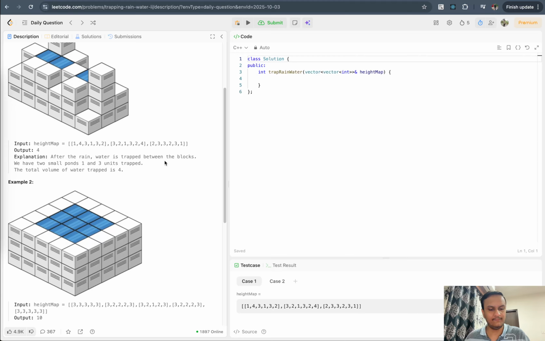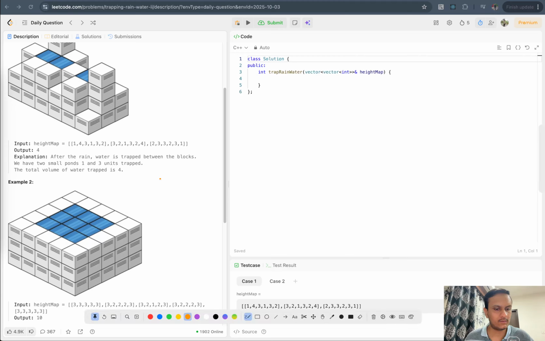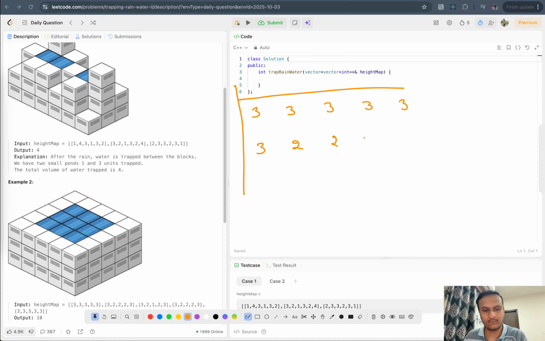Let's look at example number 2 as well. In example number 2 we have a height map of 3, 3, 3, 3. So I will draw a matrix here for this, in horizontal mode this time. Ordering doesn't matter. So 3 3 3 3 3, then 3 2 2 2 3, and then 3 2 1 2 3, and then 3 2 2 2 3, and then at last 3 3 3 3 3.